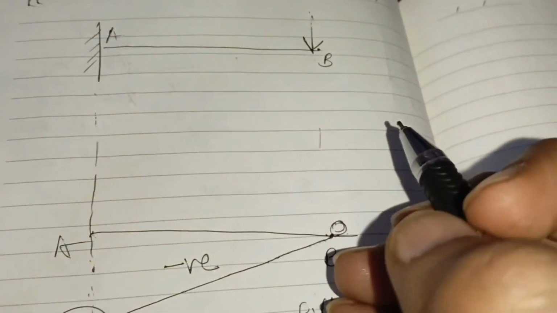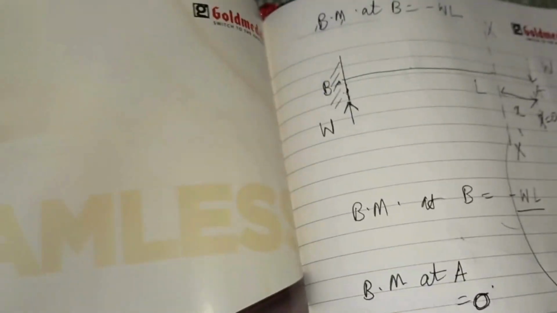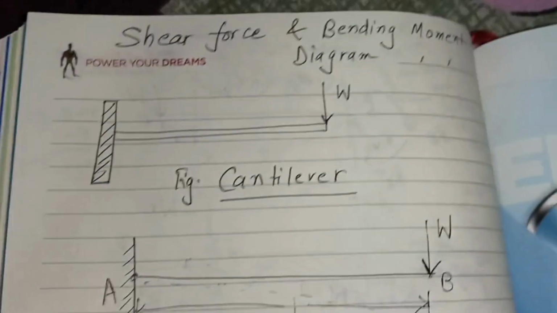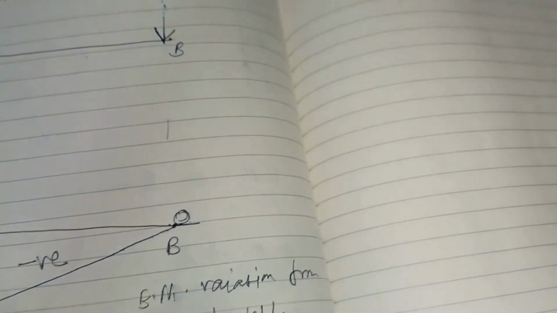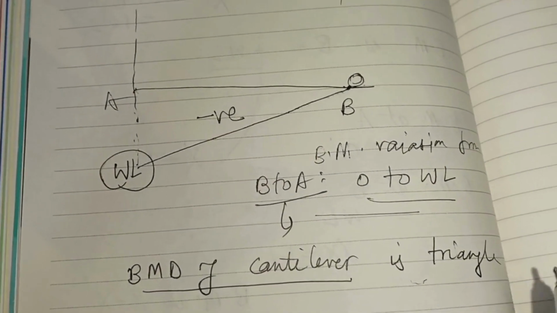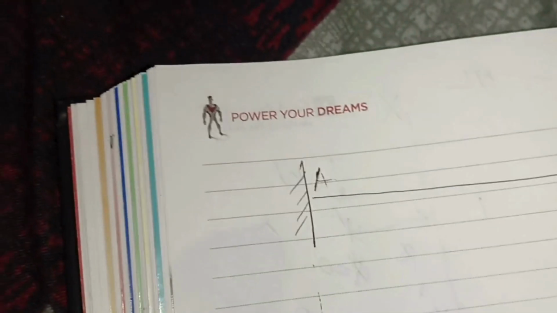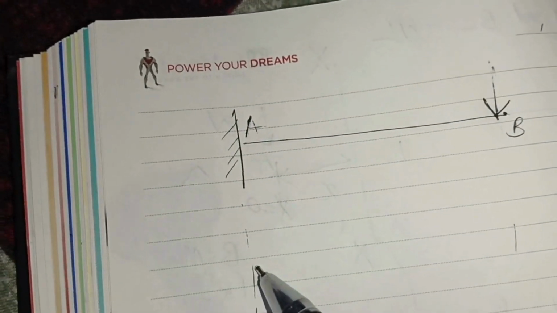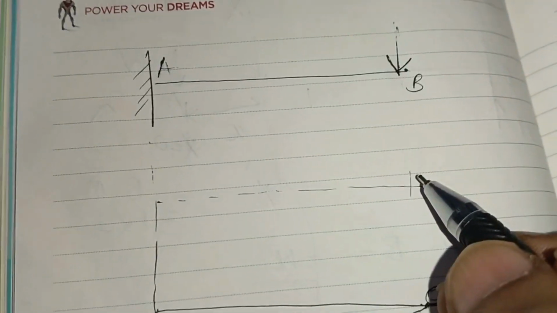And now we are left with the shear force diagram. Our objective was to find out the shear force and bending moment diagram for a cantilever. Just now we have completed how to draw the bending moment diagram, and we have also seen how the triangle is coming. So now we are left with the shear force diagram. Let me draw a line where we can draw this shear force diagram.